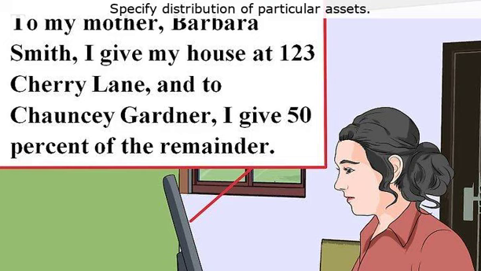Step 3. Specify distribution of particular assets. If you want a beneficiary to receive a specific asset, you may state that as well. Then that particular asset will not be included in the percentages of your estate, the remainder, that is divided among other beneficiaries. For example, one line may read, "To Barbara Smith, I give my house at 123 Cherry Lane, and to Chauncey Gardner, I give 50% of the remainder."